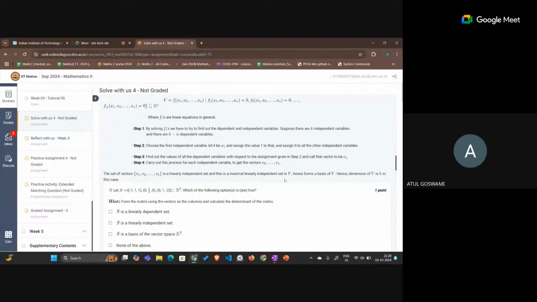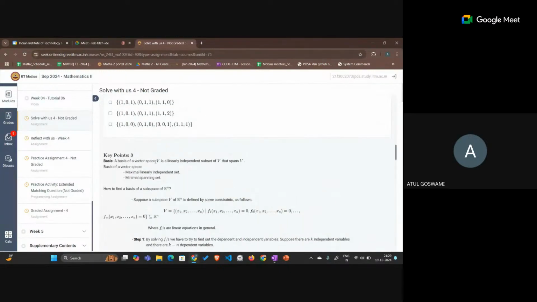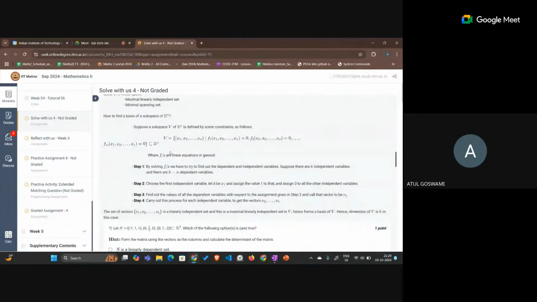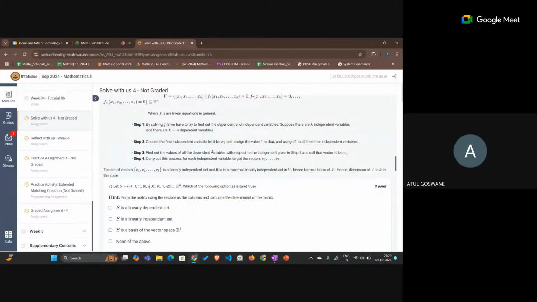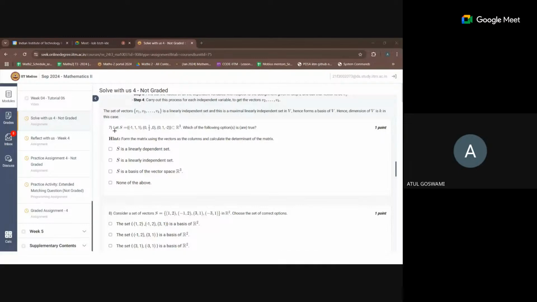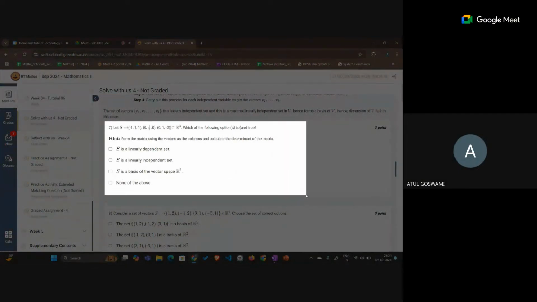This is saying a basis of a vector space V is a linearly independent subset of V that spans V. I think it is the same. I don't know what they have written here. Just solve this question. You can read that hint given above. Solve this.